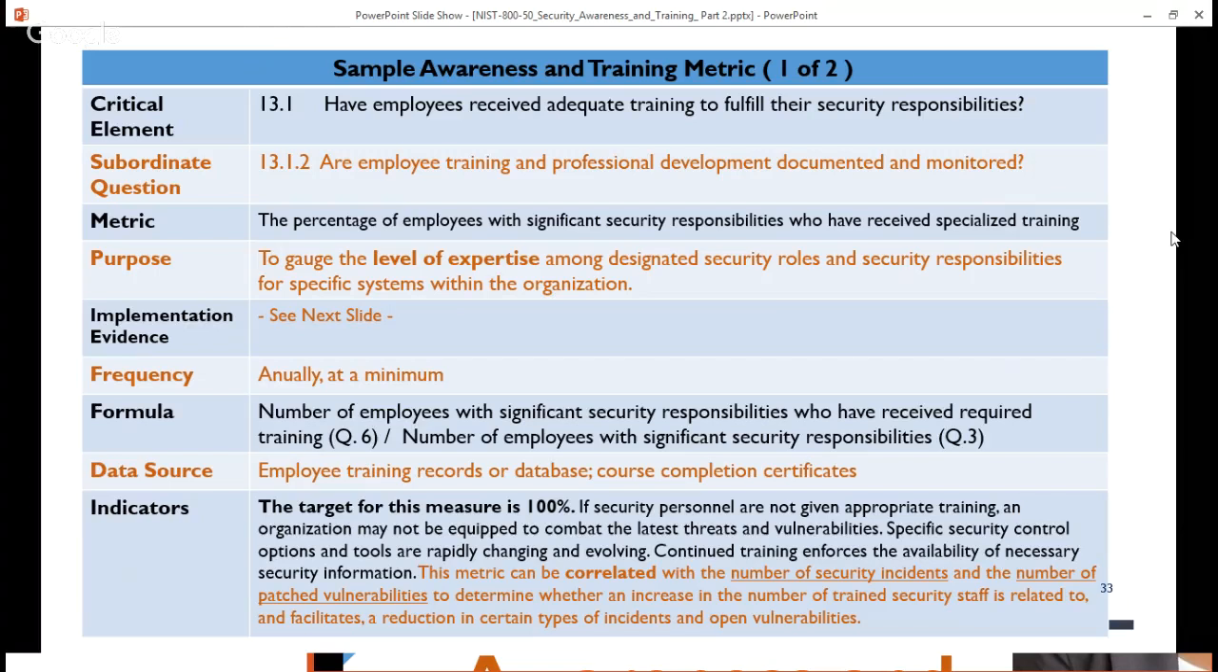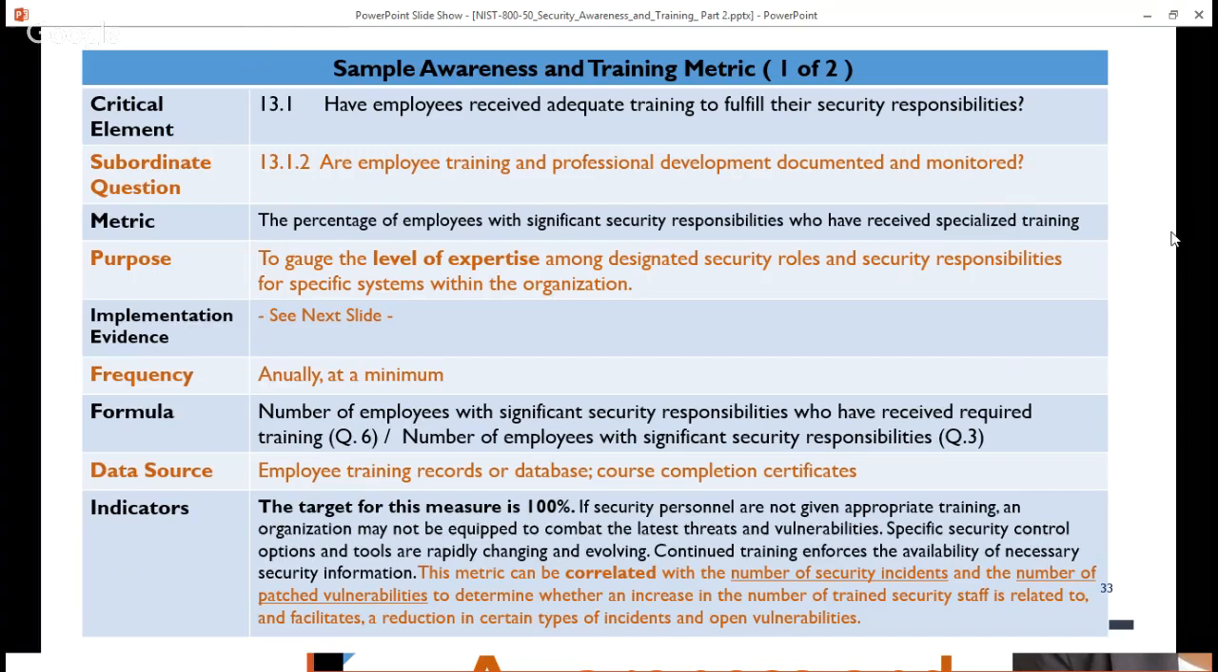If security personnel are not given appropriate training, an organization may not be equipped to combat the latest threats and vulnerabilities. Specific security control options and tools are rapidly changing and evolving. Continued training enforces the availability of necessary security information. This metric can be correlated with the number of security incidents and the number of patched vulnerabilities to determine whether an increase in the number of trained security staff is related to and facilitates a reduction in certain types of incidents and open vulnerabilities.